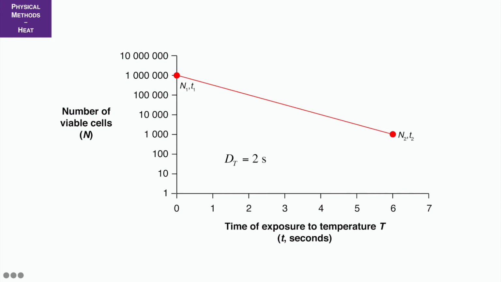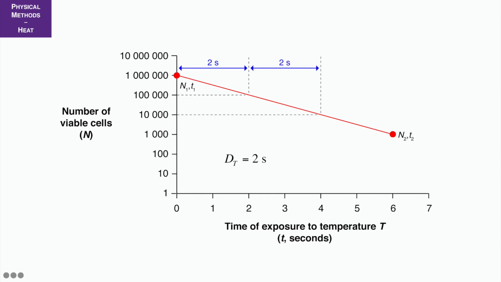We can further illustrate this by plotting a line through the two data points, again noting that the y-axis has a logarithmic scale. Now we can clearly see that a 2-second exposure time corresponds to a 10-fold reduction in viable cells from 1 million to 100,000.